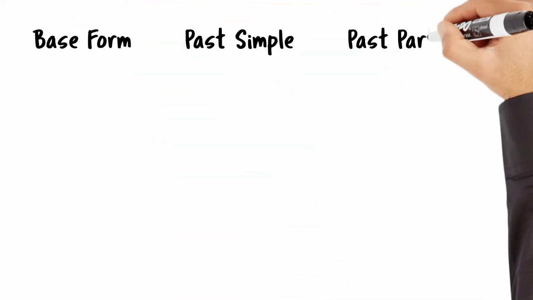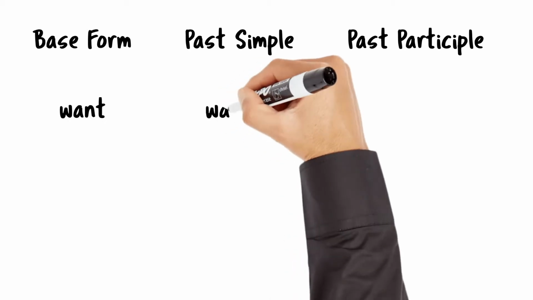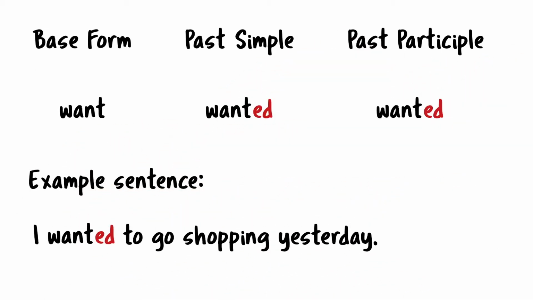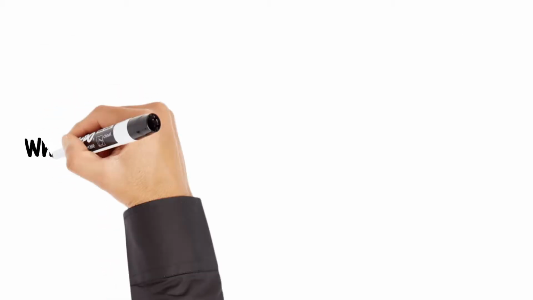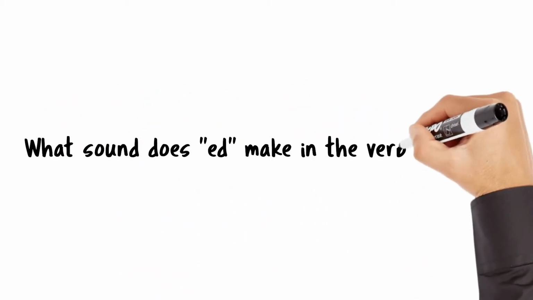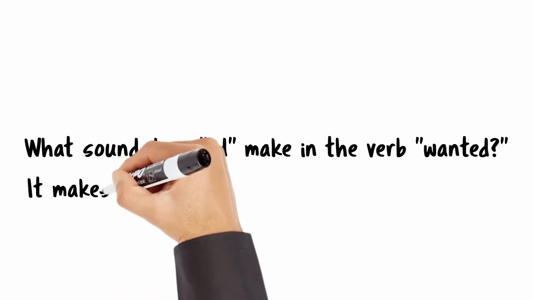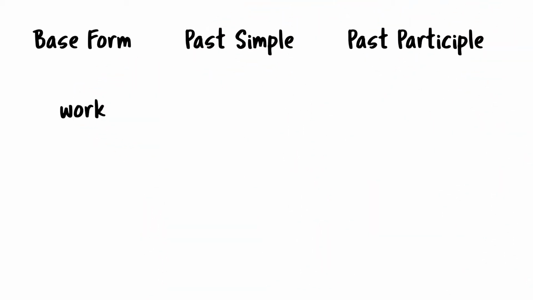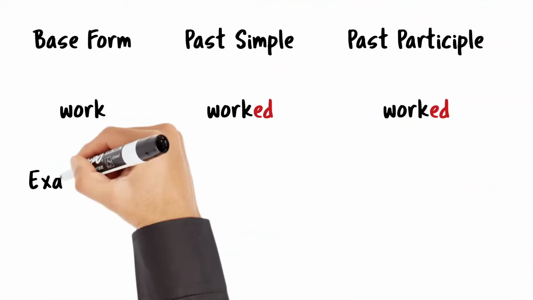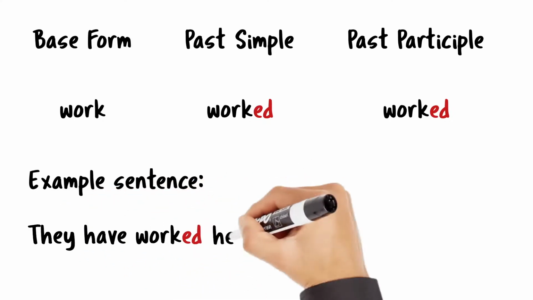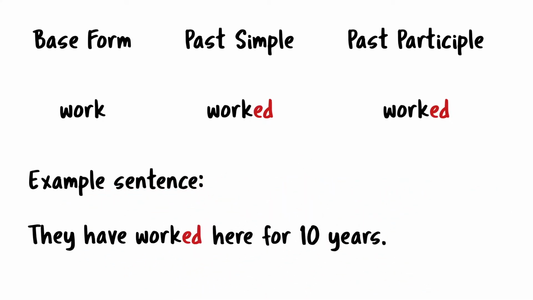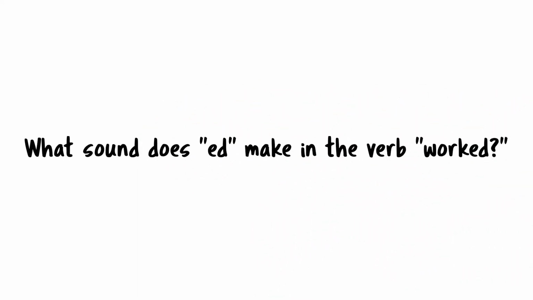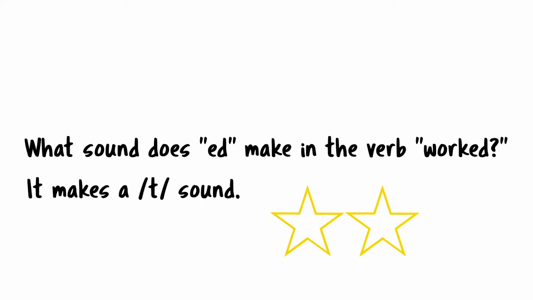The past simple and past participle forms of want are both wanted, as in, I wanted to go shopping yesterday. What sound gets added to the verb want to make wanted? If you guessed id, you're correct. The verb work changes to its past participle form worked in the sentence, they have worked here for 10 years. Can you tell which sound gets added to work to make worked? It's a T sound. T.